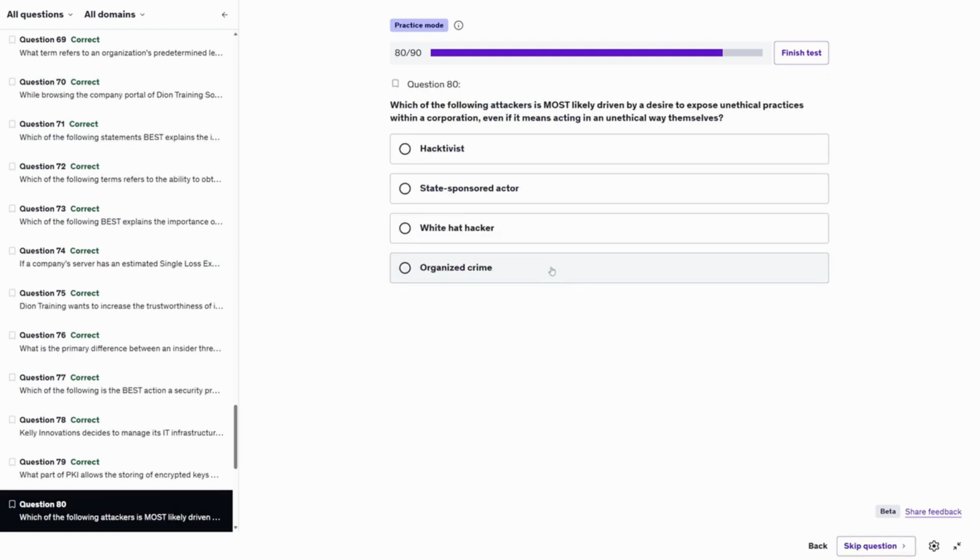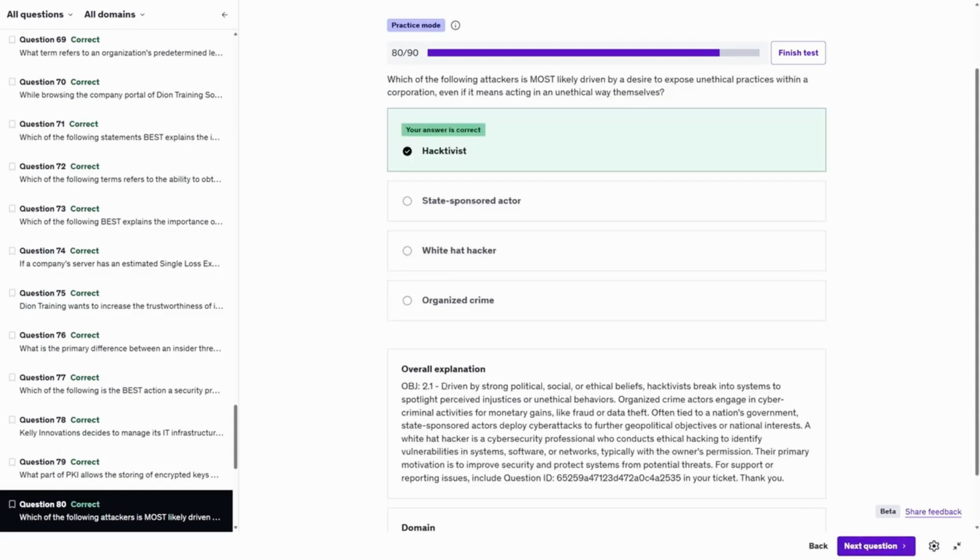Which of the following attackers is most likely driven by a desire to expose unethical practices within a corporation, even if it means acting in an unethical way themselves? Now, this question relates to our earlier question about political motive, and the answer is hacktivist. They are driven by strong political, social, or ethical beliefs. Hacktivists break into systems to spotlight perceived injustices or unethical behaviors. I'll leave up the rest of the answers for a few seconds.